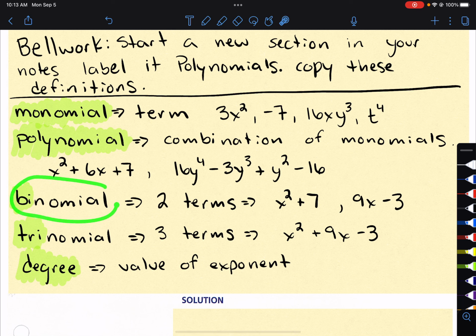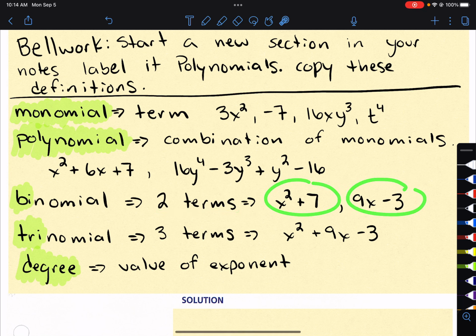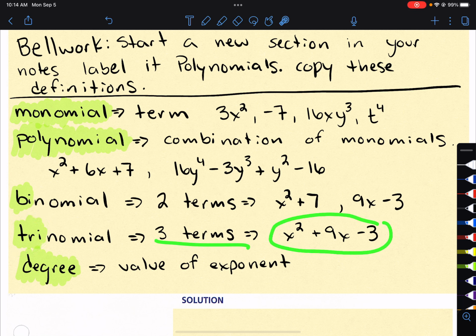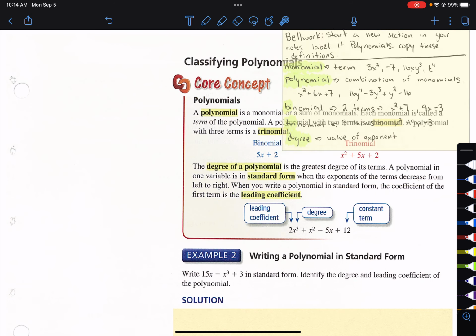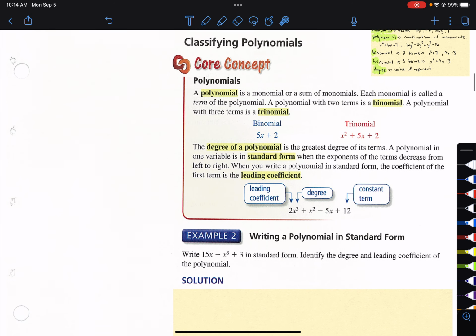So a binomial, if you think about the word bi, that means two, right? So a binomial has two terms, x squared plus 7, 9x minus 3. Those are binomials because they have two terms. A trinomial, good guess, that has three terms. So x squared plus 9x minus 3 is a trinomial. And then the last definition, a degree, is the value of our exponent, okay? All right, so now that that's out of the way, let's get on with some math.